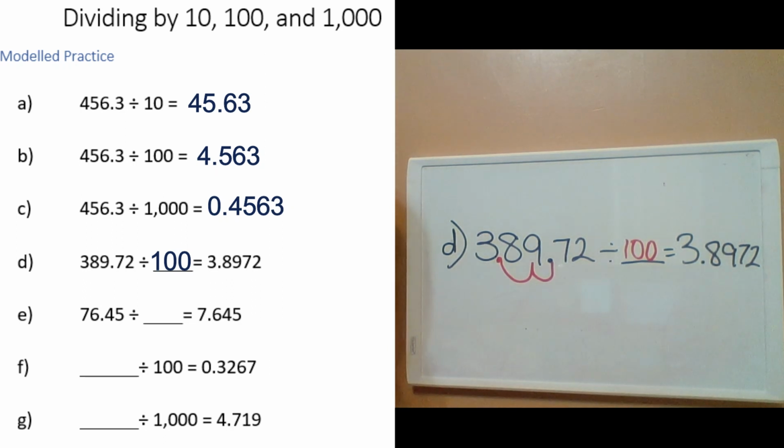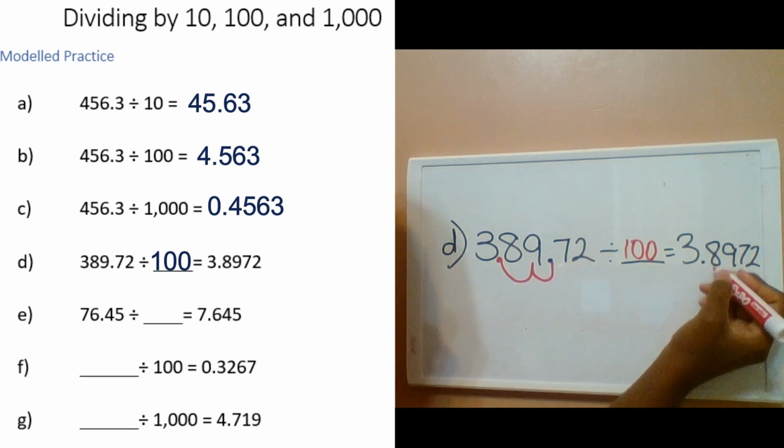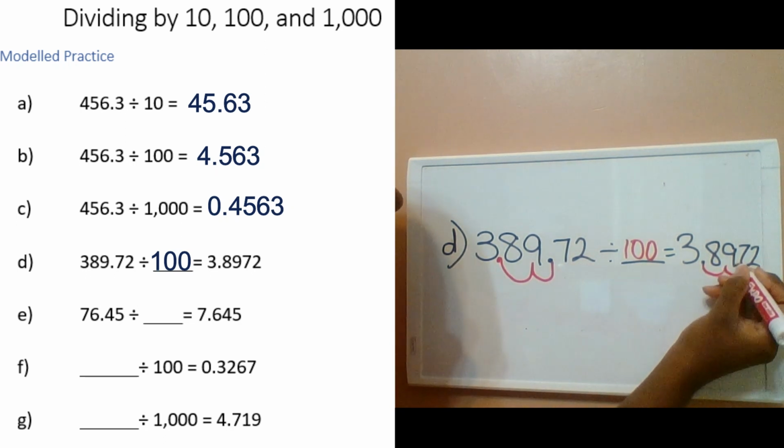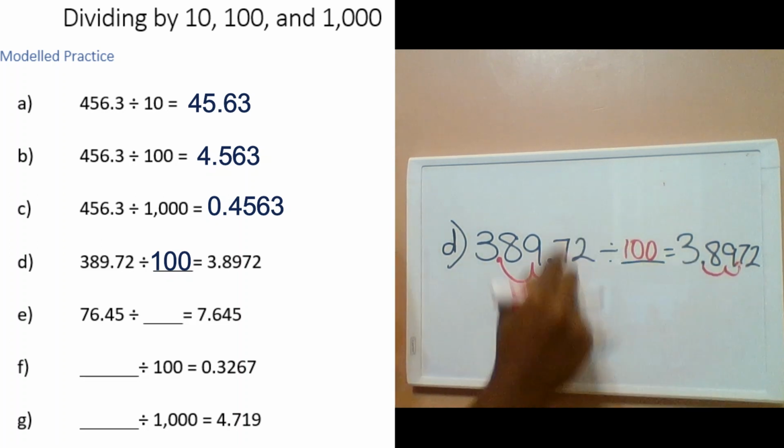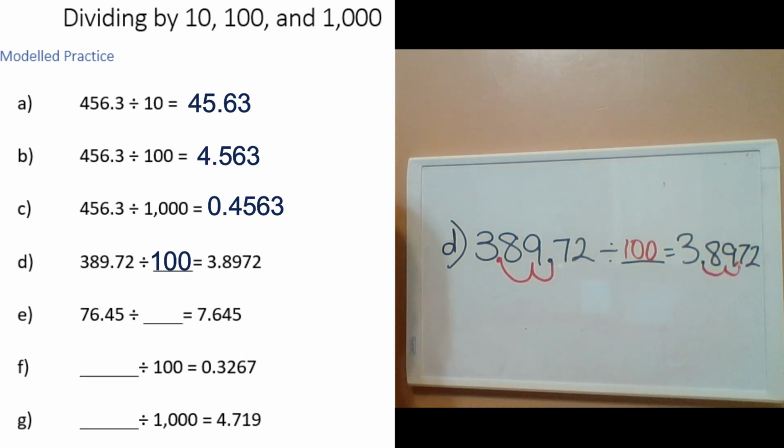And I could check it backwards as well. I could say, well, what do I need to multiply this by in order to get here? Well, if I multiply it by 100, the decimal point then appears after the 9 like it does over here.